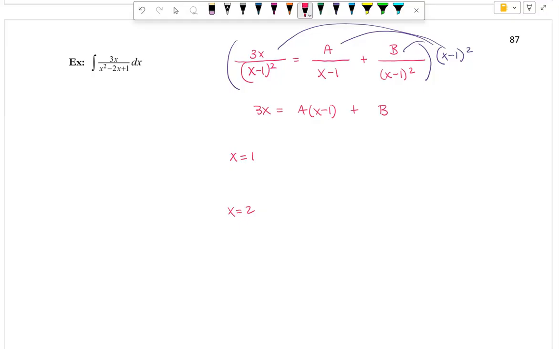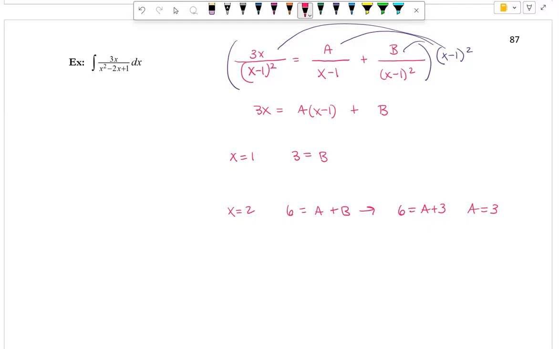I'm just going to use 2 because then that will make that a 1A, and that also seems kind of easy. All right, so if x equals 1, 3 times 1 is 3. A times 1 minus 1 is A times 0. So I just get 3 equals B. If x is equal to 2, my left-hand side is a 6. I get A times 2 minus 1, so I get A plus B. But remember, we already know that B is 3, so 6 equals A plus 3. So A is equal to 3.